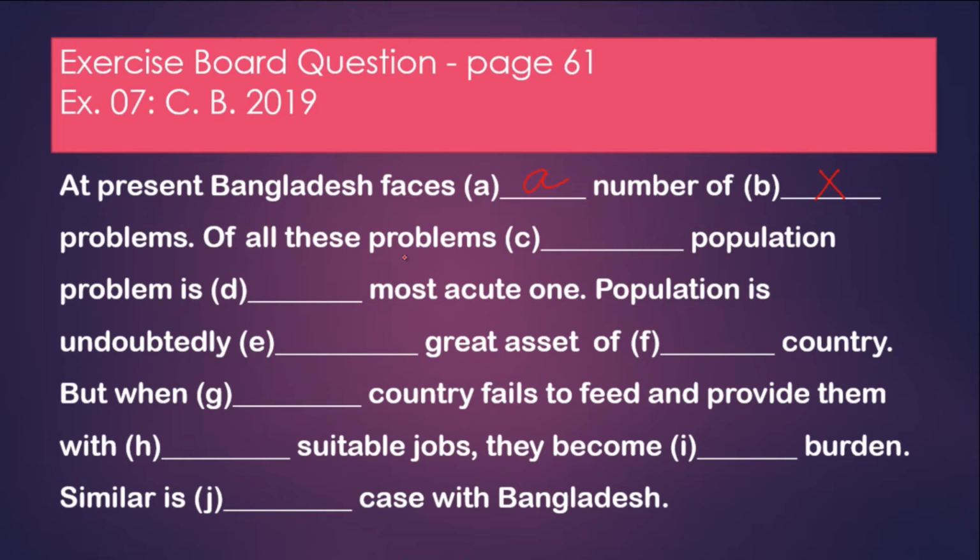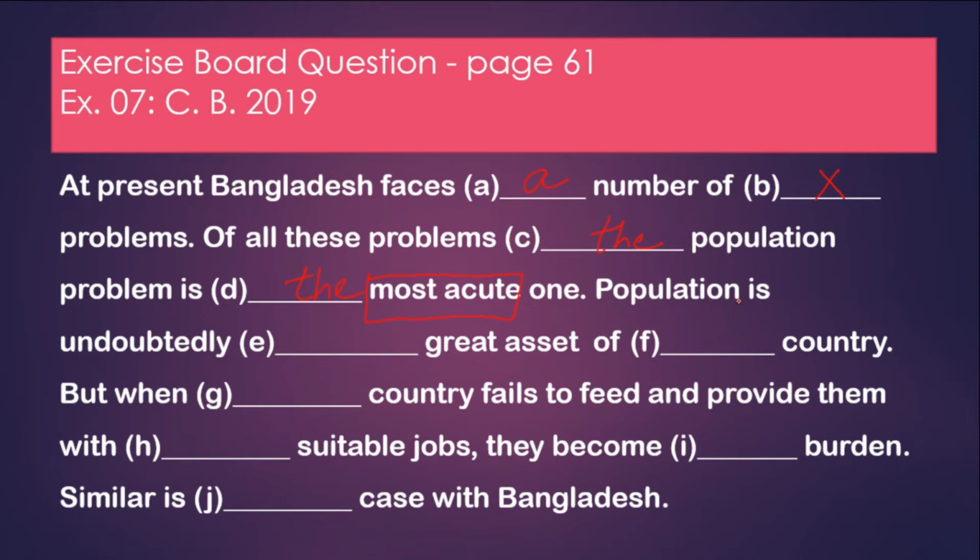Of all these problems, the population problem. So here we have some problems in Bangladesh. Among all those problems, we want to specify a particular problem, that is the population problem. That's why we have used the here. Then, of all these problems, the population problem is the most acute one. Here try to understand, most acute is the superlative form of the adjective. That's why we have to use the in front of the superlative form.